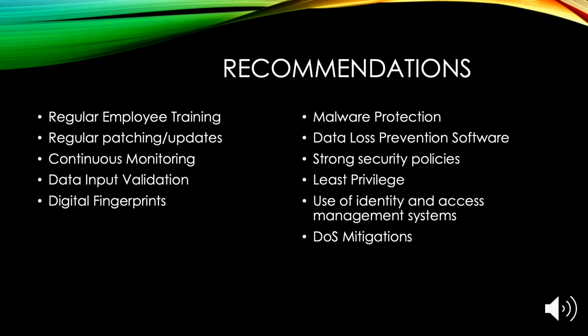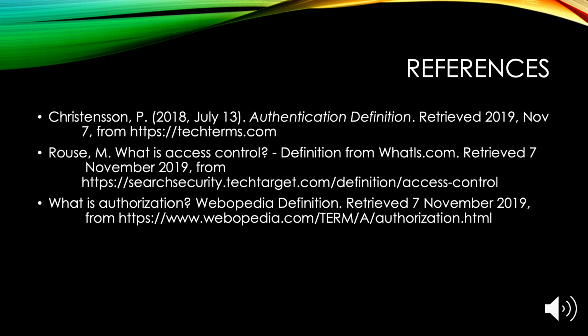Strong security policies can lead to many vulnerabilities being closed. The organization should use the principle of least privilege. Least privilege means that users are only granted access to the resources they need to do their job. Identity and access management systems should be used by the organization to ensure users are granted the appropriate access to resources. DOS or denial of service mitigations can be done by changing the timeout time for stale connections and monitoring network traffic logs. The following slide lists the references used for this presentation.